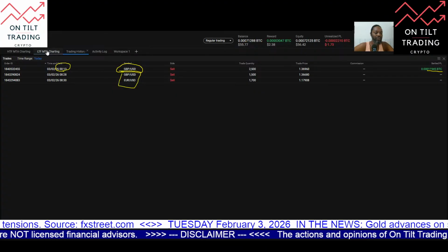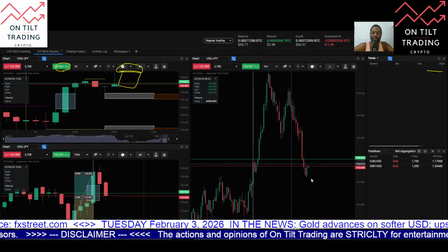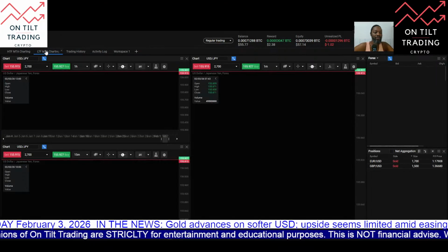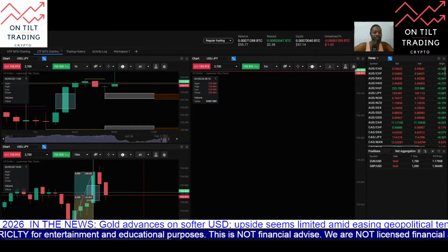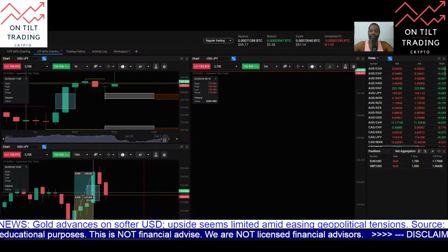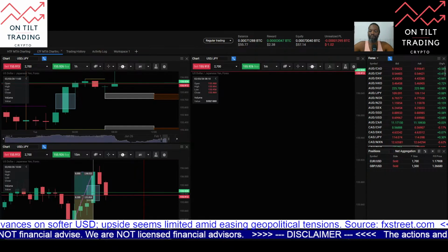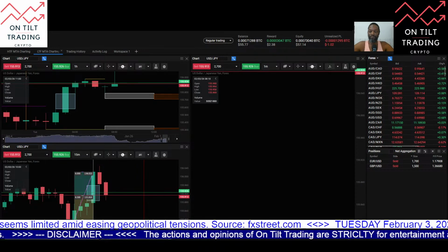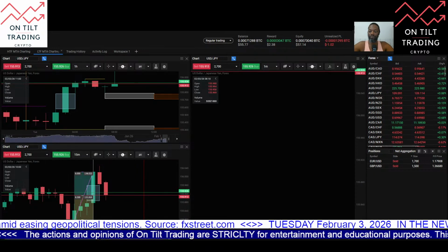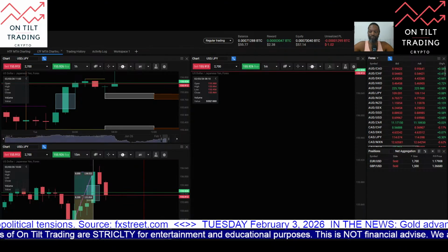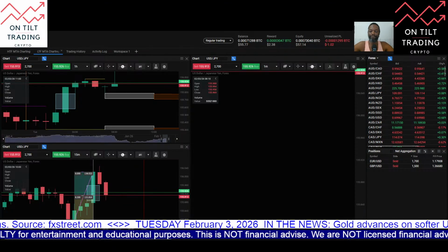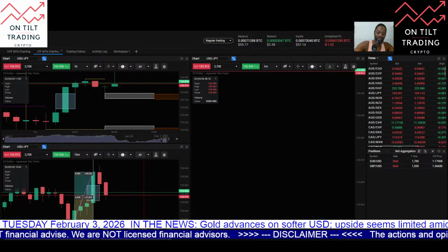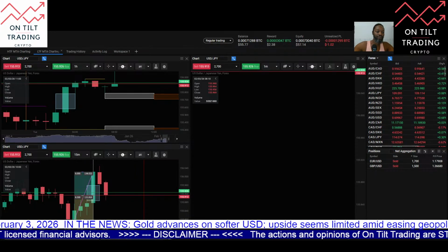Right, let's see, we got 828 and 830 on these entries. Okay, pound first and then euro, 828 and 830. Let's see. Perfect. Down and down. And then 828 and 830.